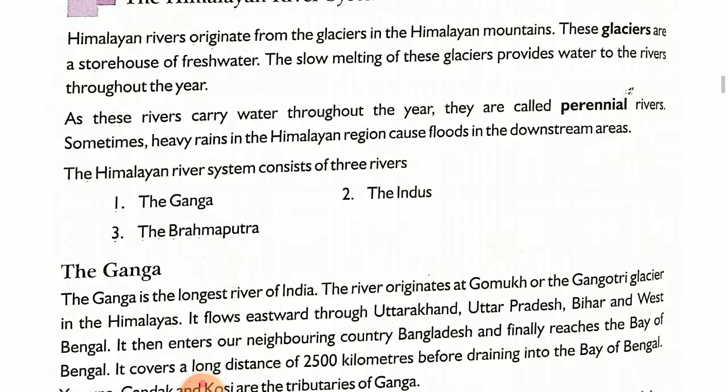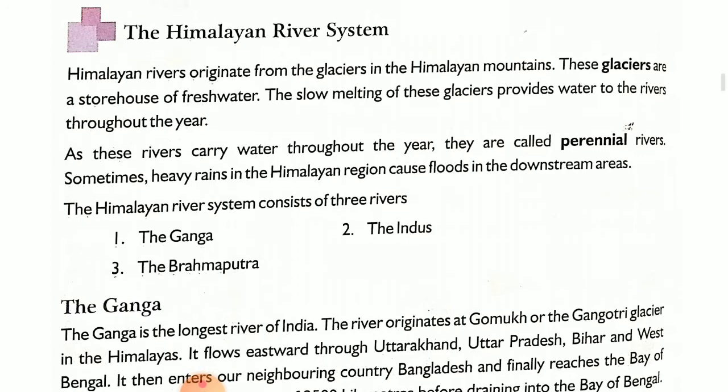Now the Himalayan river system consists of 3 rivers. Now we will talk about which rivers there are under the Himalayan river system that originate from the glaciers. We have read that the rivers in the Himalayan river system originate from glaciers, but now we will talk about the names of those rivers, which rivers originate from the glaciers.